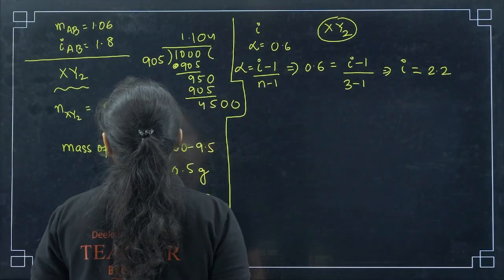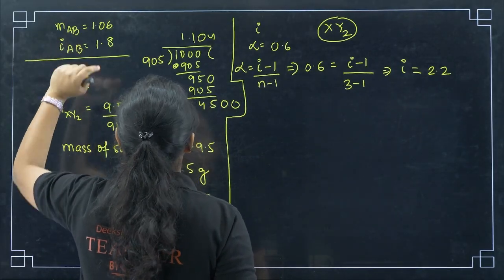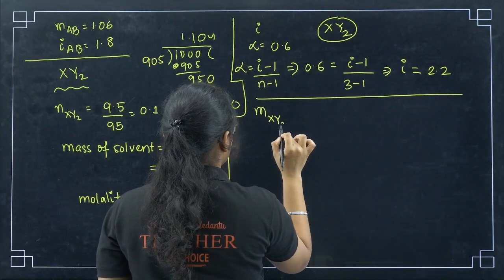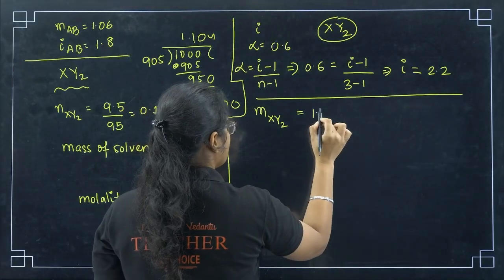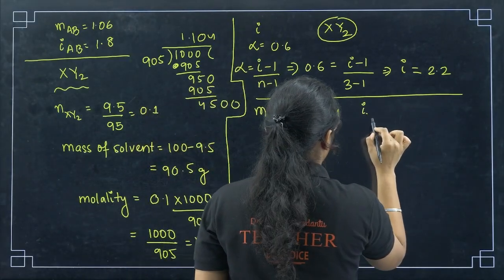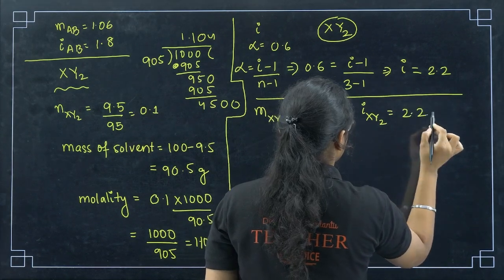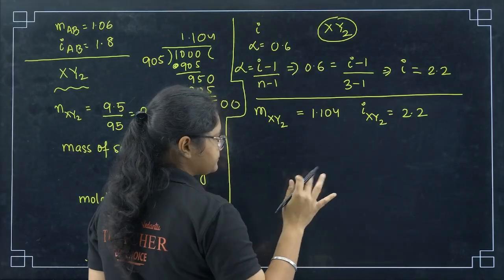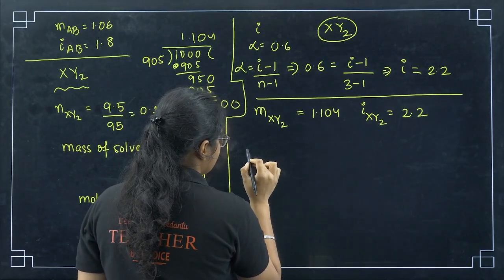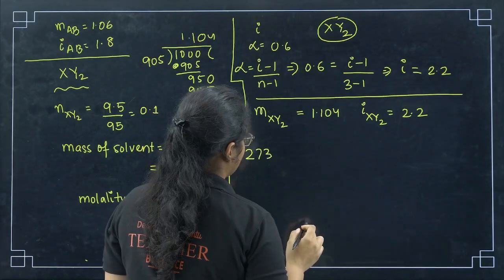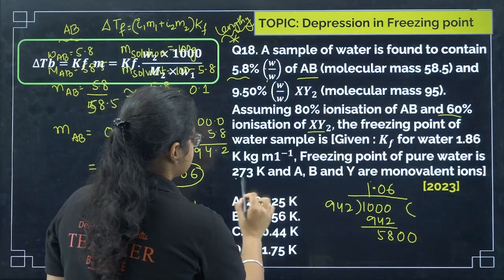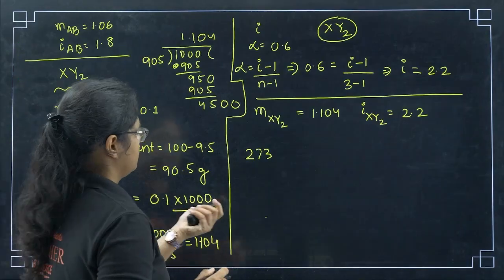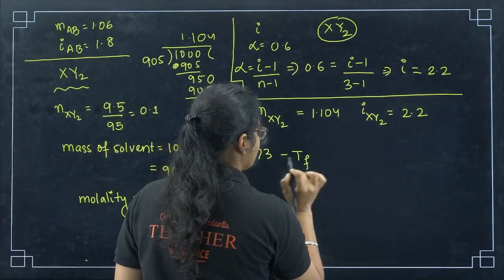Okay. So now I have got i of XY2 and m of XY2. What is the value I have for that? I have molality of XY2, which is equal to 1.104, and i value of XY2, which is equal to 2.2. Okay. Next I have to calculate the value of delta Tf. So you know, in 273, what is the freezing point of the solution given? 273, right? So 273 minus Tf I have to calculate.